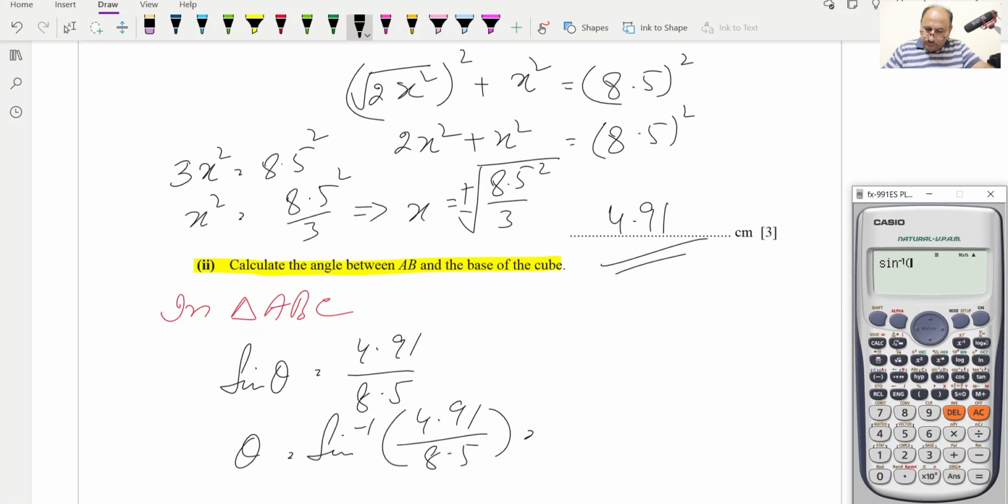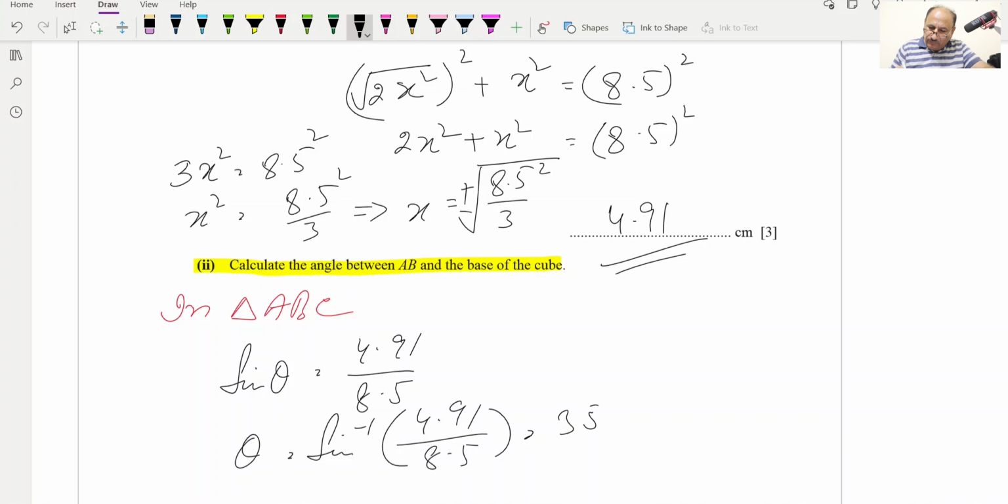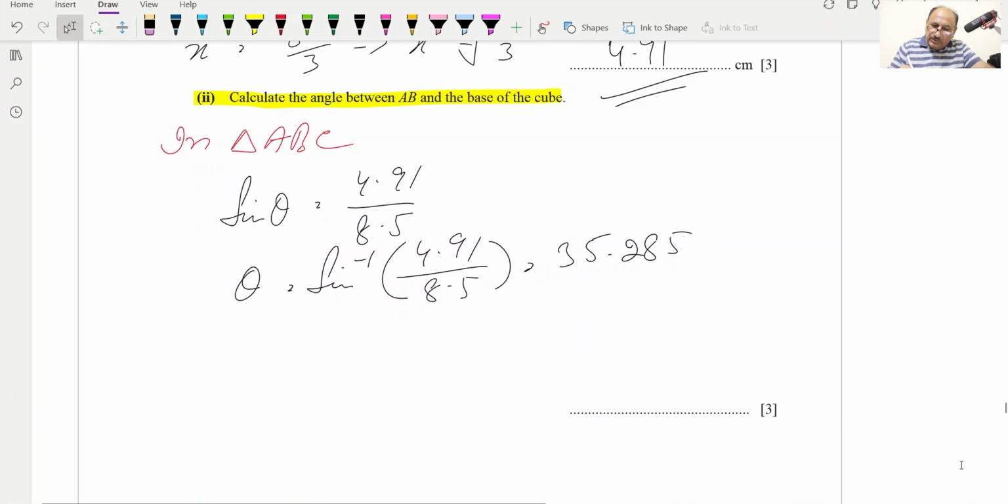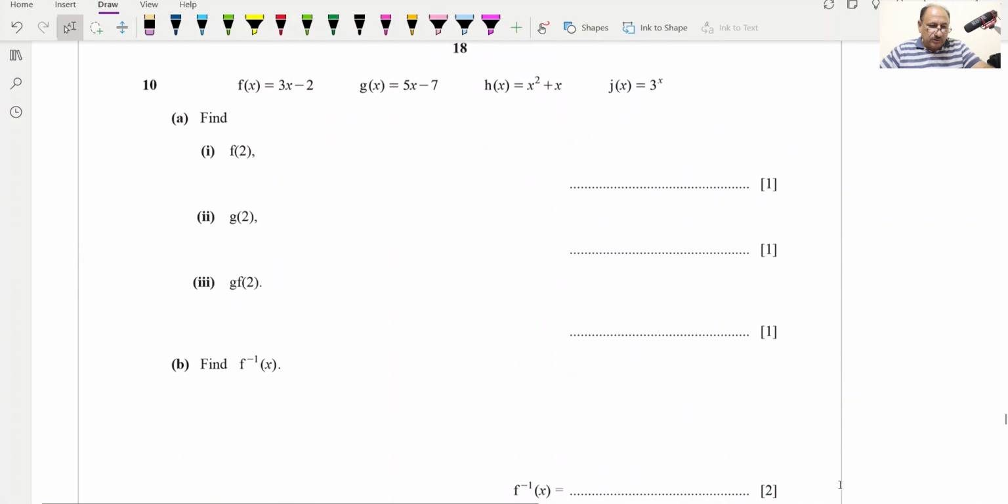Shift sine. Keep in mind it should be in degree mode, so this will be 4.91 over 8.5, and bracket will be closed, and this is equal to 35.285, and we can write in three significant figures as 35.3. So 35.3 degrees will be answer. This is 3-mark question which we are done.